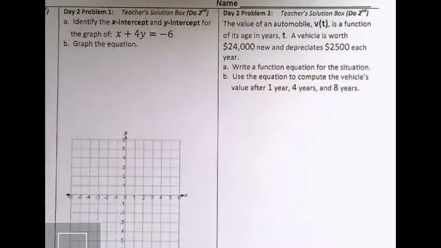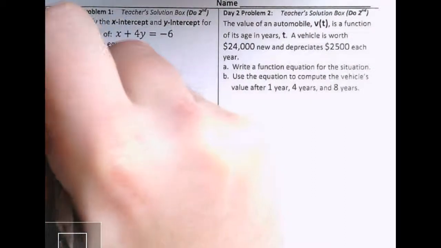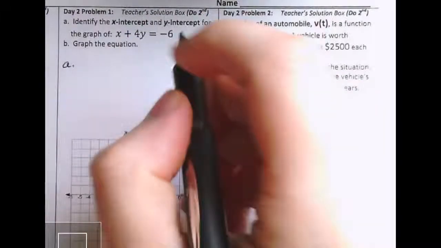Here's a solution for day 2, problem 1. Identify the x-intercept and the y-intercept for the graph of this linear equation. So the x-intercept is where this line that goes with this equation will cross the x-axis. Any place on the x-axis has a y value of 0.